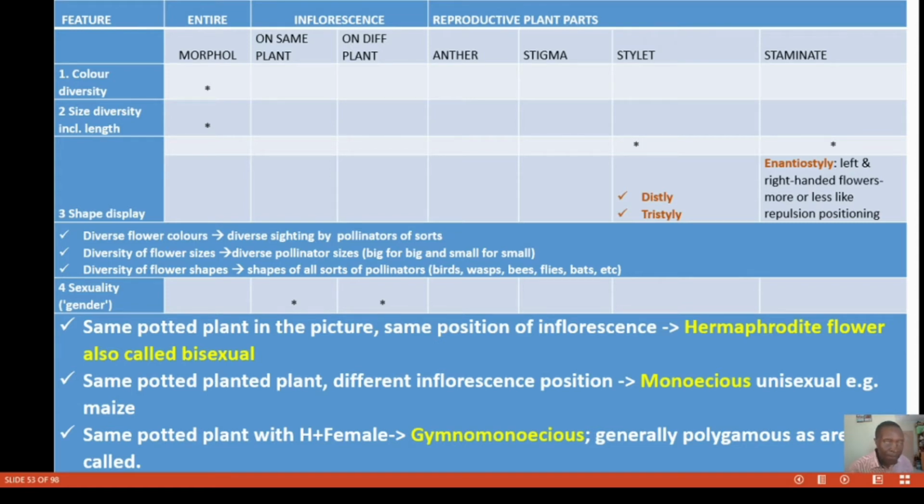we have certain parts, and particularly the inflorescence position, described by various terminologies such as hermaphroditism, monoicism, and gynomonoicism or andromonoicism.